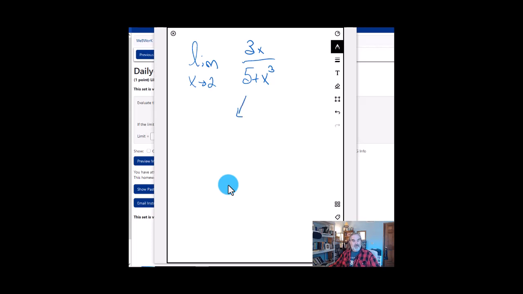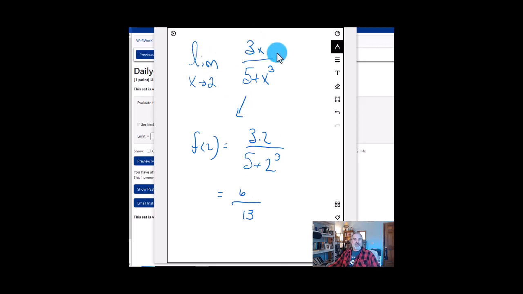I'm going to just take this function. I'm going to call it f, and I'm going to plug in 2. And we're going to get 3 times 2 over 5 plus 2 cubed. And that's just going to be 6 over 5 plus 2 cubed is 8, so 6/13. And that's not going to simplify any further.